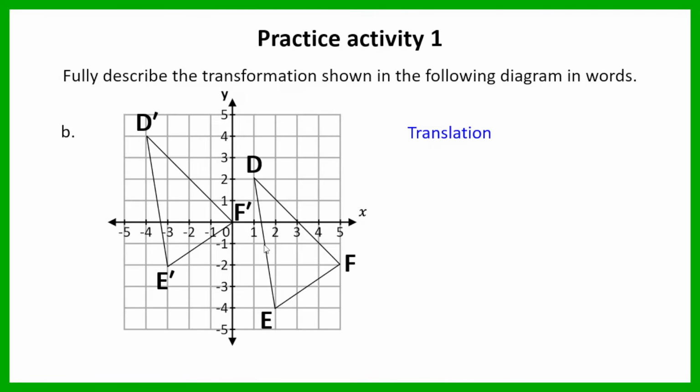How was it translated? So if we look at the horizontal part of the translation, it was moved from here to there. That's in the left direction, okay? So it went 1, 2, 3, 4, 5 places. If you're looking at point D to point D prime over here, it went 5 places to the left. So the translation is 5 units left. And then point D went from here up 2 places to where D prime is over there. So the translation is 5 units left and 2 units up.